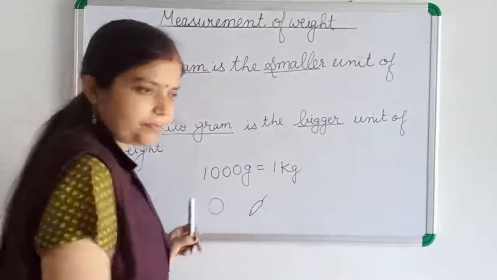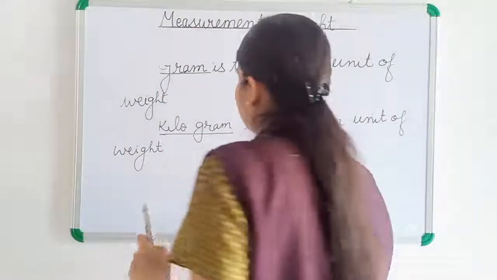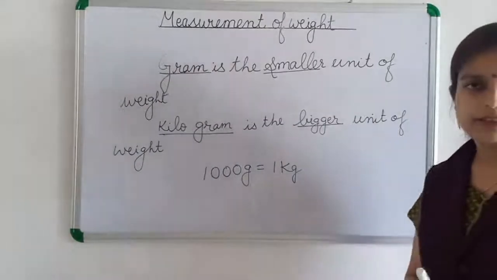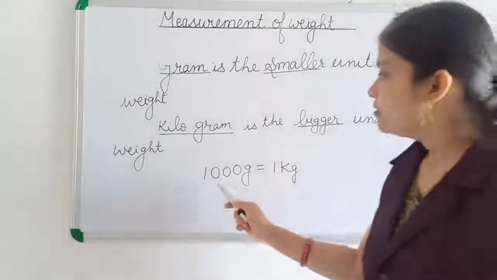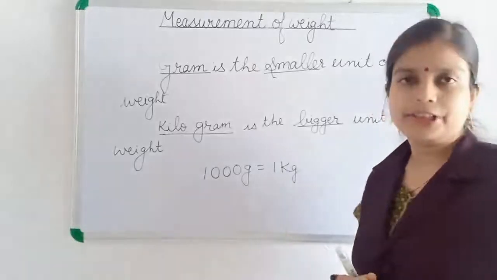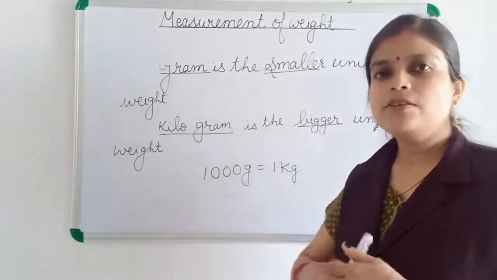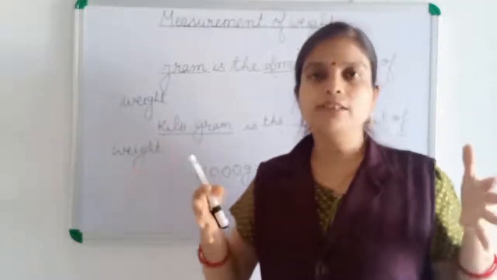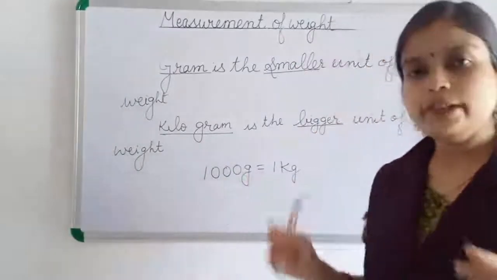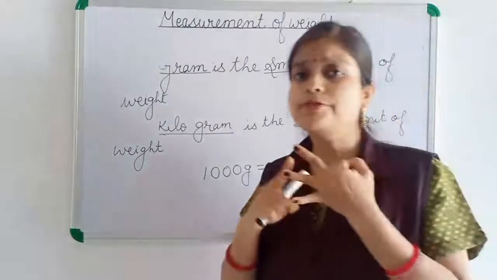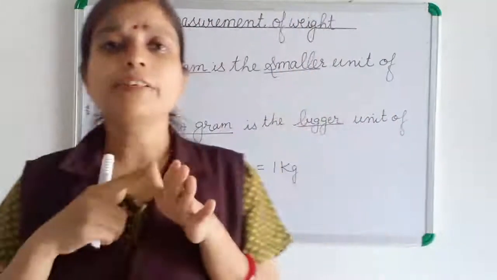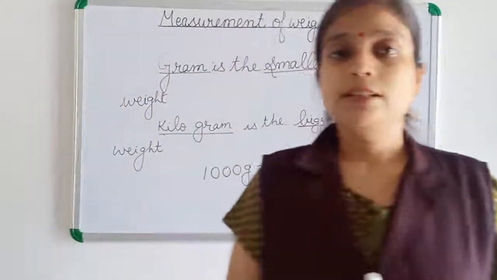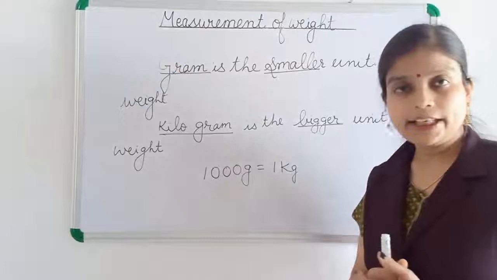Now children, here is the conversion of the unit. You can see here, 1000 gram is equal to 1 kg. Gram is not a different thing. When we accumulate 1000 gram together, it will be equal to 1 kg only. Not 1 gram, 2 gram, 3 gram, 50 gram, 100 gram, 200 gram. How much gram? 1000 gram. 1000 gram is equal to 1 kg.